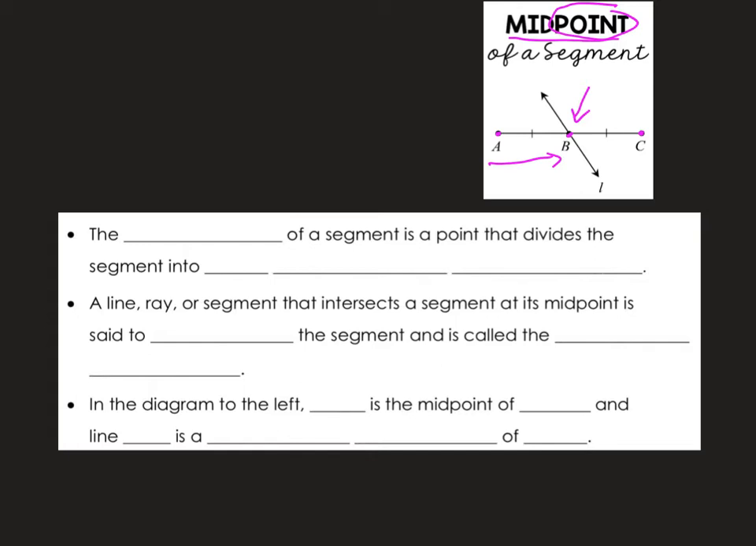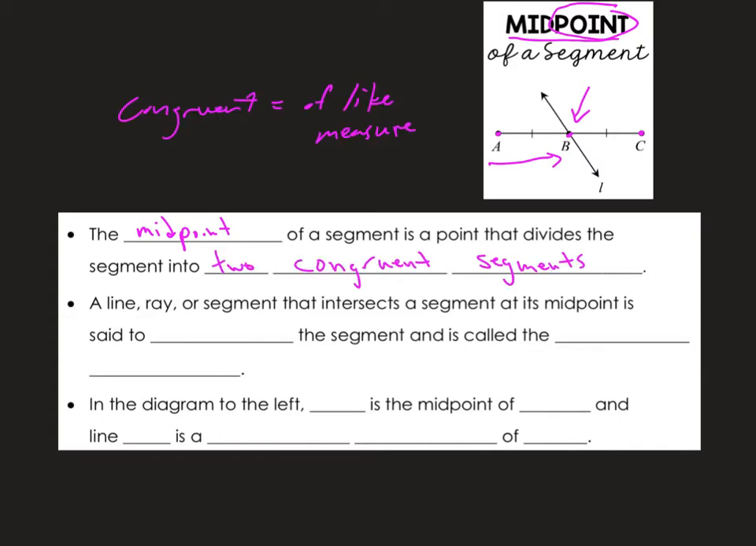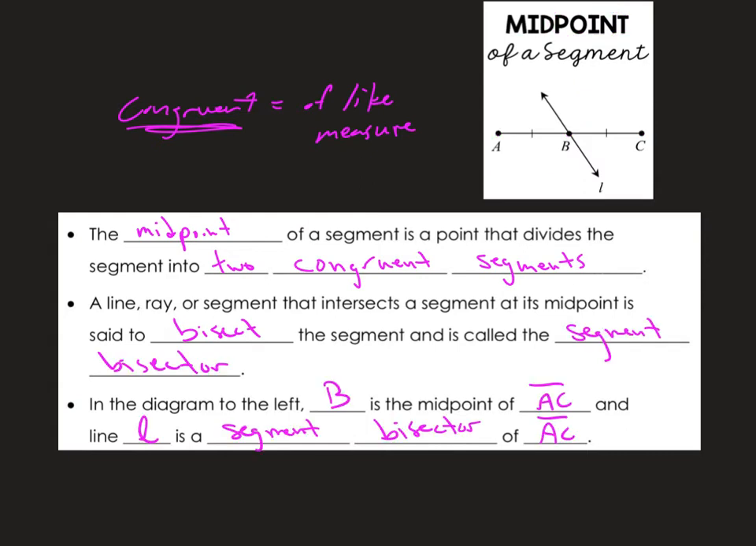Let's get into the formal definition. The midpoint of a segment is a point that divides the segment into two congruent segments. Two congruent segments, and again, what does congruence mean? It means of like measure. Identical. A line, ray, or segment that intersects a segment at its midpoint is said to bisect the segment. It bisects the segment and is called the segment bisector.